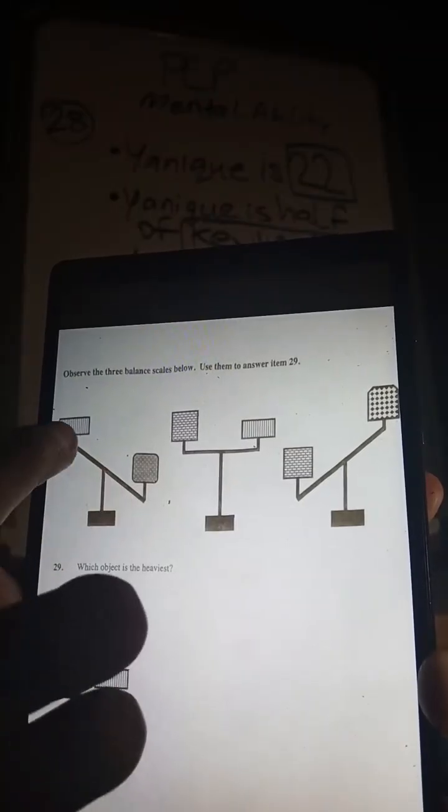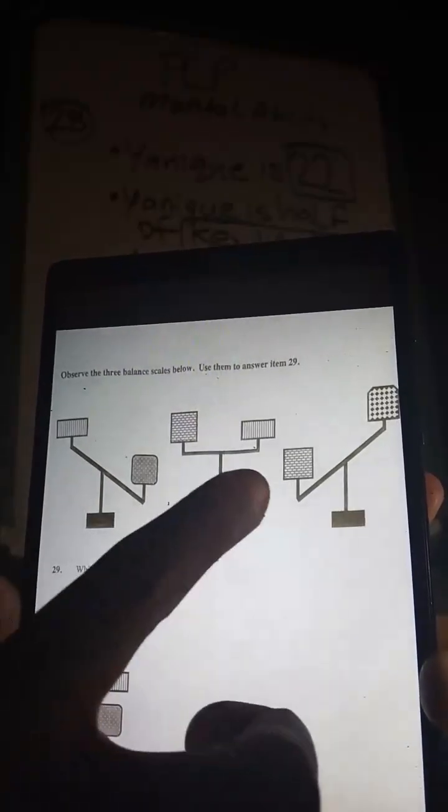This object is heavier than this. If it's heavier than this, it is also heavier than this one right here, because this and this right here are viewed as the same in the middle. Right? So let us say this is 85, this is 75, and that's 75. So 75 equals 75, but this is 85. Right? And let us say that is maybe 60 or something like that.